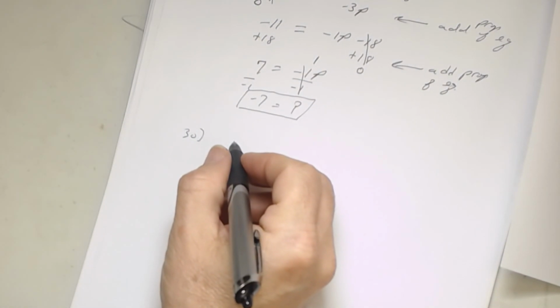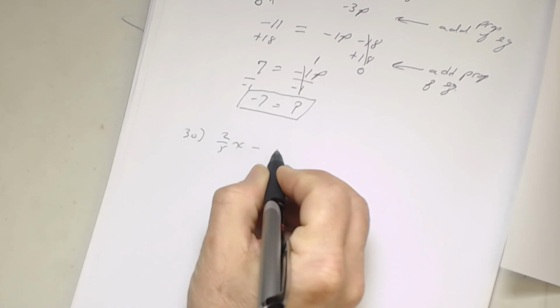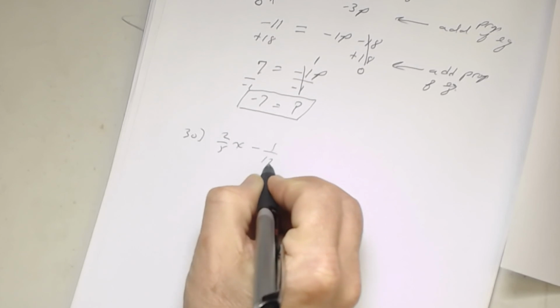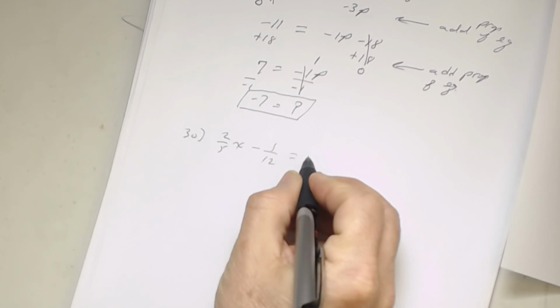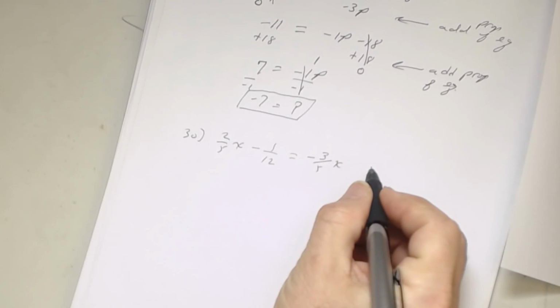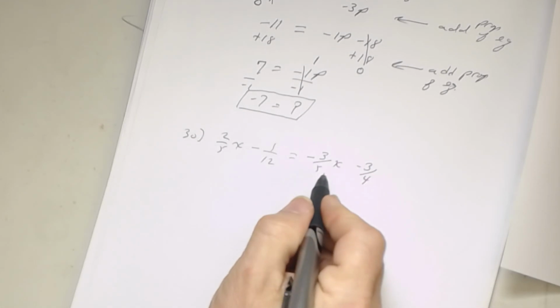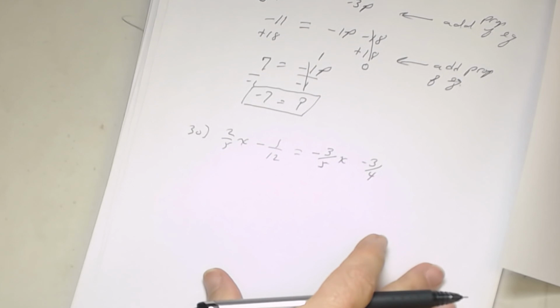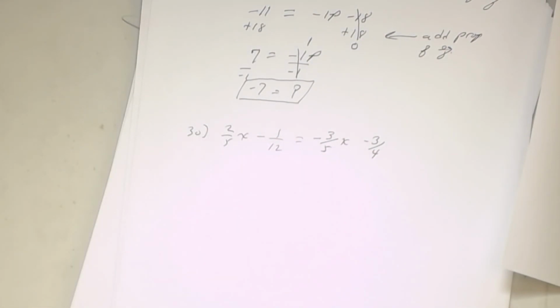All right, 30, you have 2/5 x minus 1/12 equals negative 3/5 x minus 3/4. All right, don't make it difficult. You dealt with fractions already since the first week.